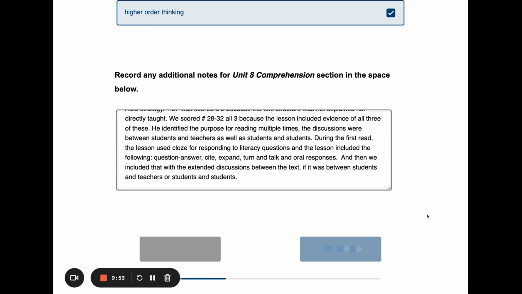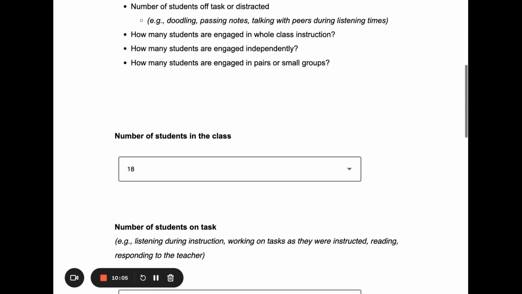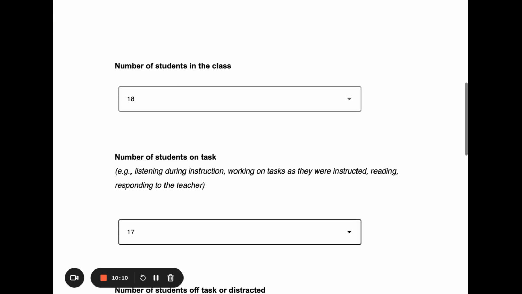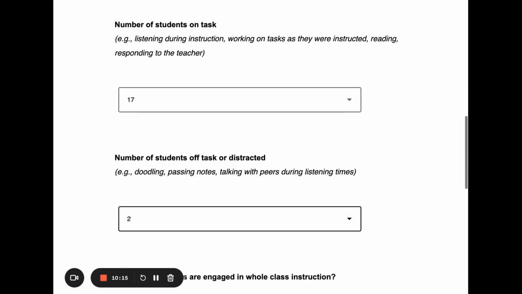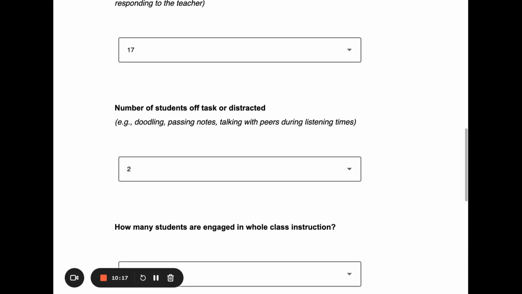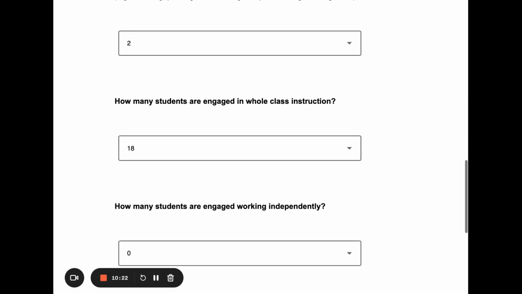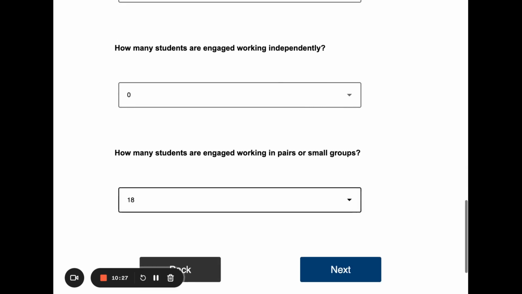The last 5 minutes of the lesson are reserved for the second student observation component. During the last 5 minutes, we observed there were 18 students in the class, and of those, about 16 or 17 were on task, and about 2 were off task. Again, it included whole class instruction during the last 5 minutes of the lesson, as well as students working in small groups.